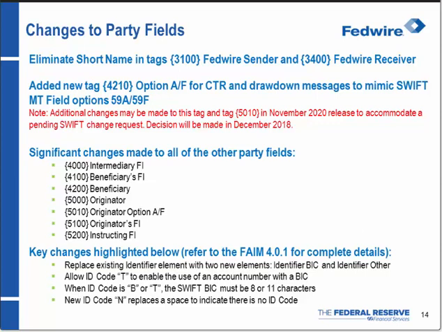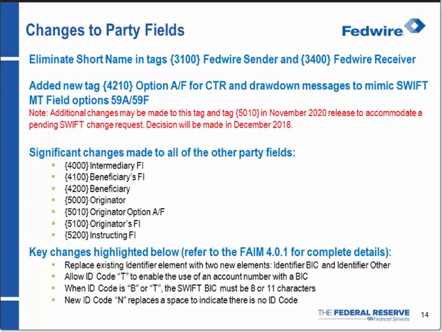We are also adding a new tag, 4210. It's the beneficiary option AF, and it's going to be in CTR messages and drawdown messages. We're adding this to mimic the equivalent field in SWIFT, which is field 59, options A and F. And this change really is being driven by the changes that SWIFT is making in November of 2020.